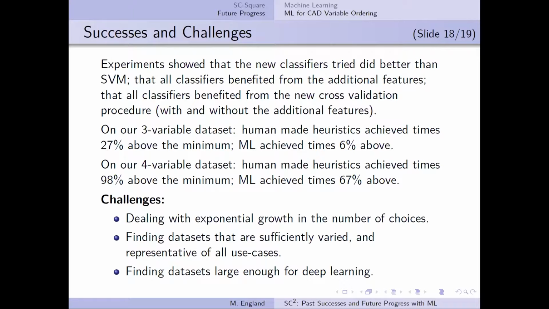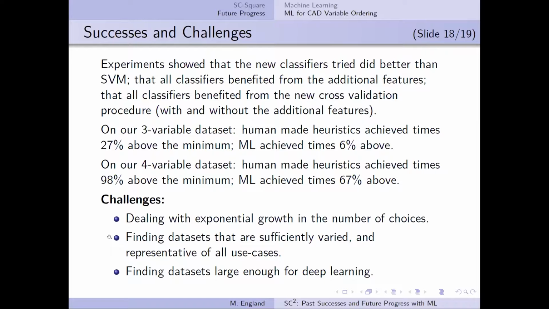So what kind of challenges do we have here? Well, dealing with the exponential growth in the number of choices. That's one of the reasons why the results for the 4-variable data set are not as good as for the 3-variable data set, because with the 3-variable data set, I'm choosing between 6 variable orderings. Here, we're choosing between 24, I guess.